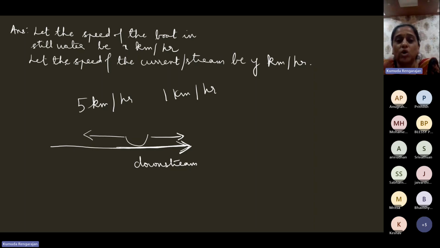But if you're rowing your boat in the opposite direction, upstream, then your net speed will reduce. It will be 5 minus 1, 4 kilometers per hour. Because you're trying your best to go at 5, but the water is pushing you back, right? The water is flowing at the rate of 1 kilometer per hour, and you're going in the opposite direction. So your net speed will be 5 minus 1, 4 kilometers per hour.